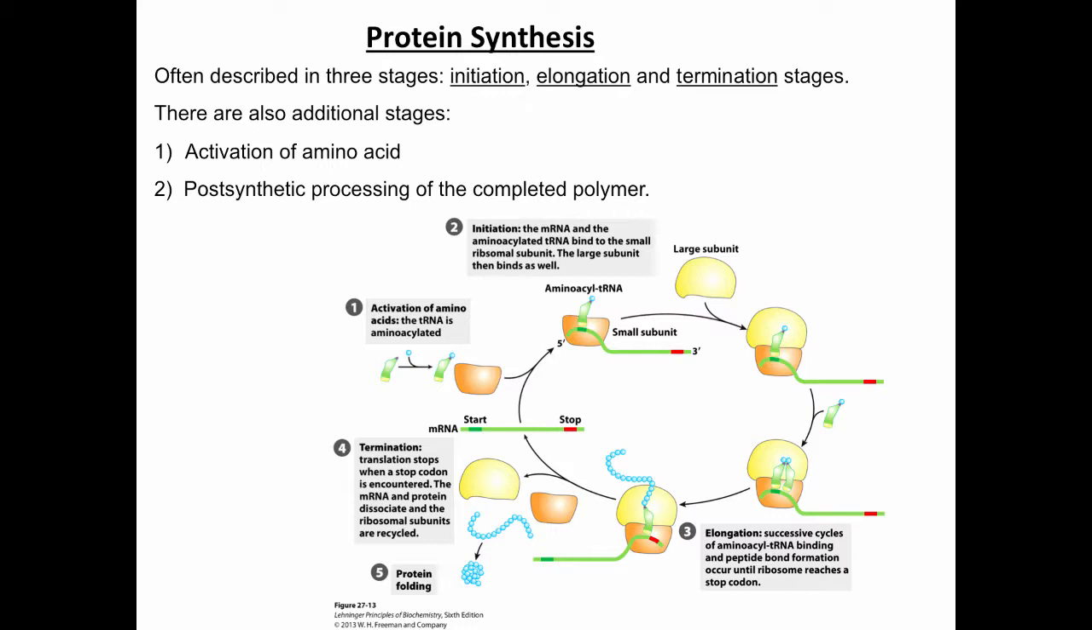So now we're going to go over protein synthesis, and like I said, it's a very, very complex pathway. It involves initiation, elongation, and termination steps, just like we saw in replication and transcription. Although, again, it's so much more complex compared to transcription and replication. There are also additional stages, so there's going to be a part where the amino acid needs to be activated and attached to a tRNA. And then there's also this post-synthetic processing of the complete polymer, essentially post-translational regulation of the protein.